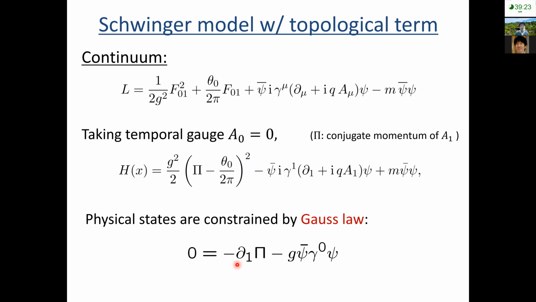This is the Lagrangian of the Schwinger model. We have a gauge kinetic term, a topological term, a fermion kinetic term, and a fermion mass term. If we take temporal gauge, A0 equals 0, we get the following Hamiltonian. Phi is the conjugate momentum of the gauge field. And the physical states are constrained by the Gauss law given by this. This is a continuum description.